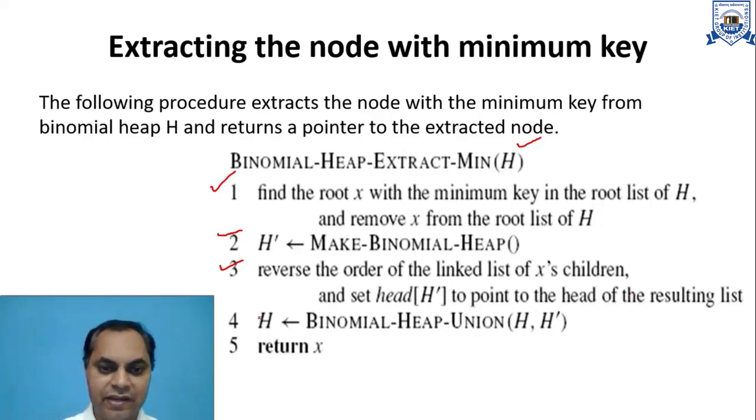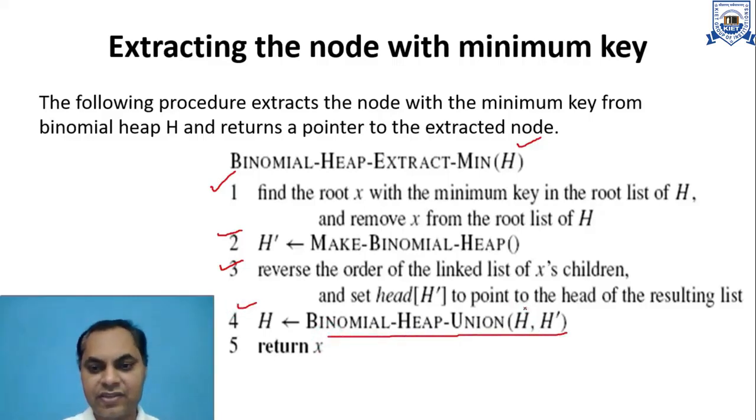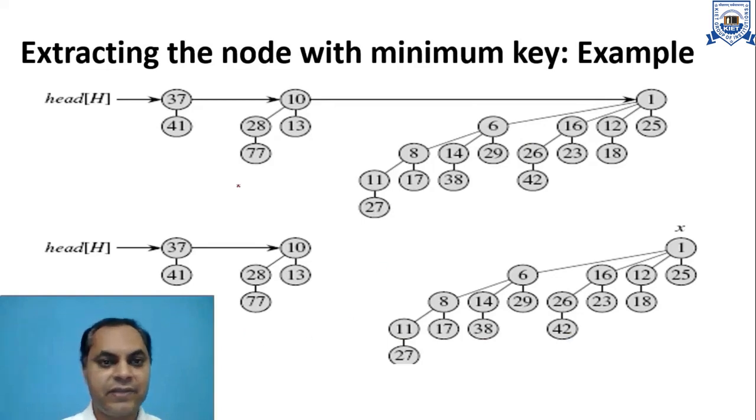Now again we will use the binomial heap union operation, which will unite H, the previously given binomial heap, and H dash, the newly created binomial heap, and then return x. Now let's discuss how it happens. Let's say this is the existing binomial heap from which we have to delete the minimum key. In this root list 37, 10, 1, we have to find the minimum key. First of all we consider 37 as the minimum, then compare it with 10.